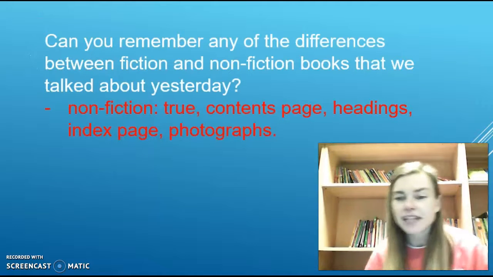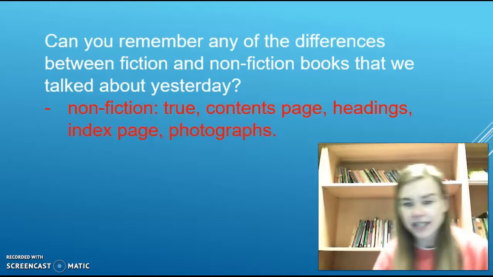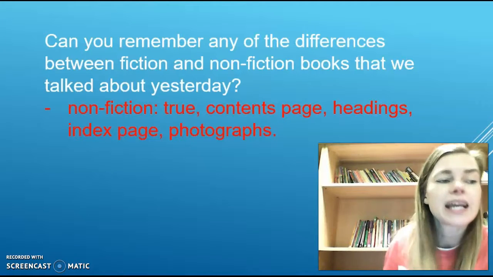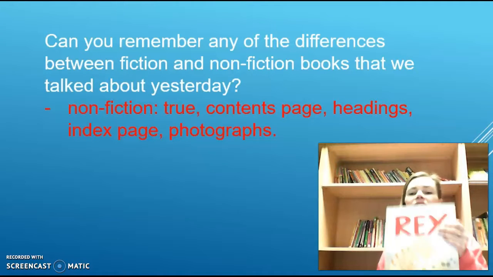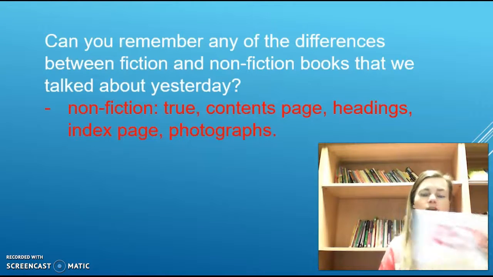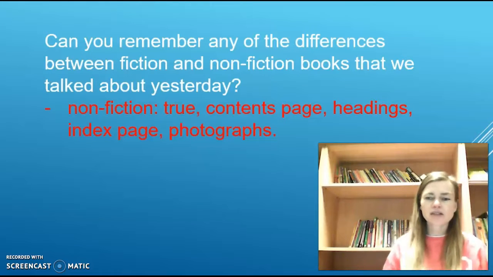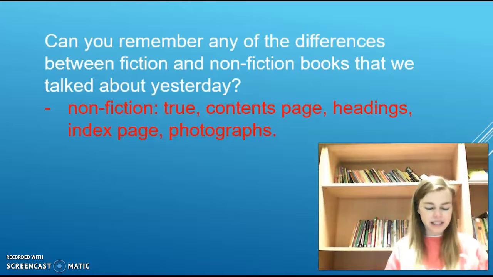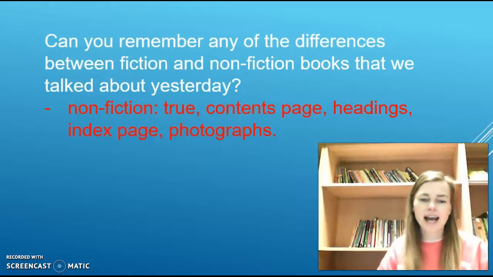Right, before we start reception class, we will just have a little recap of our learning from yesterday. So yesterday we were talking about the differences between non-fiction and fiction or story books. So, can you just pause me and have a little think? Can you remember any of the differences that we talked about yesterday between fiction and non-fiction books? Have a little think now.